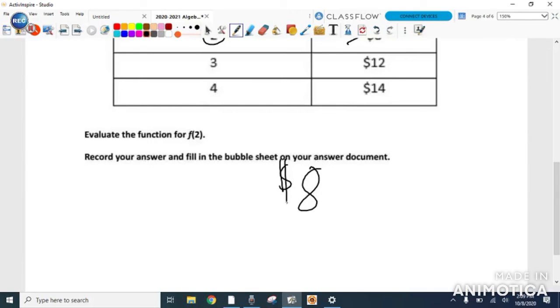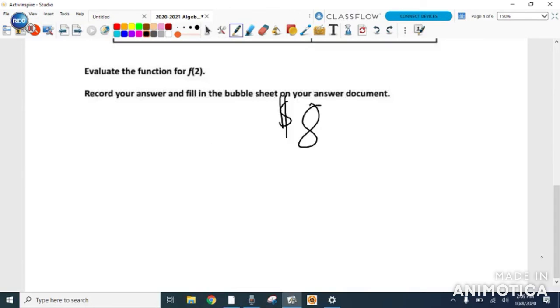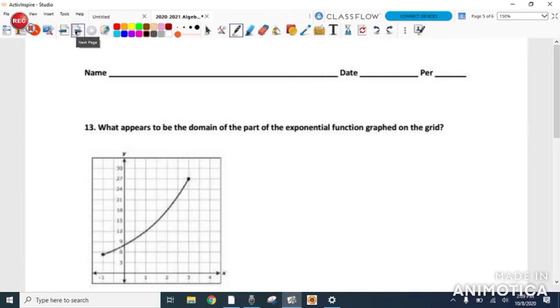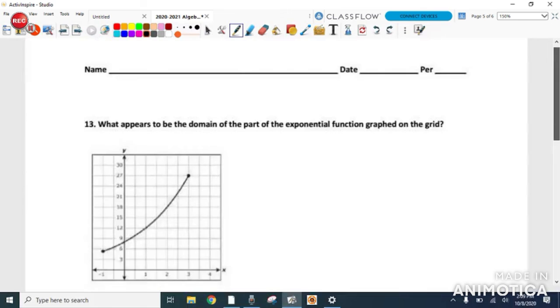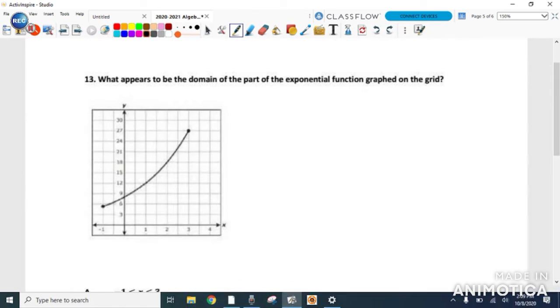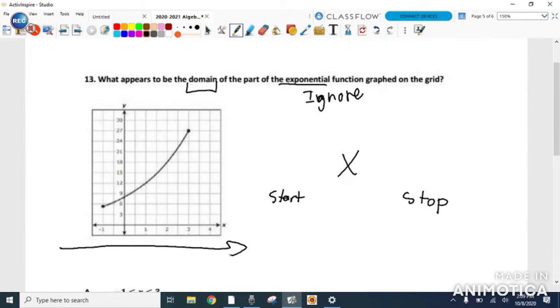Last page right here. Domain and range. What appears to be the domain of the exponential function graphed on the grid? Ignore what this says. Ignore exponential function, and just focus on what it asks you to do. It says find the domain. Well, we know that domain is x. What we need to have now is a starting point and a stopping point. Now, when I have x, I'm going to move from left to right and find out where my line or curve starts and stops.